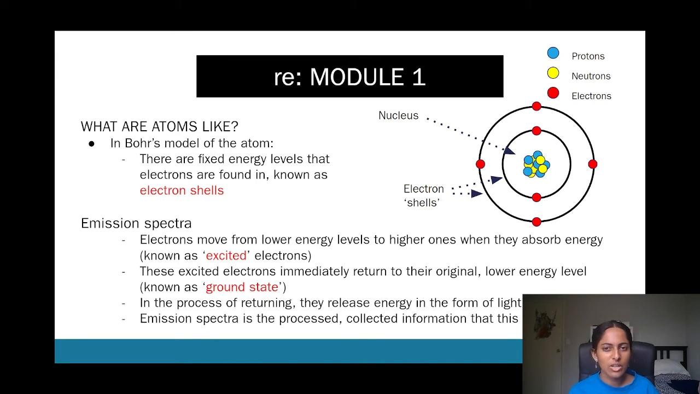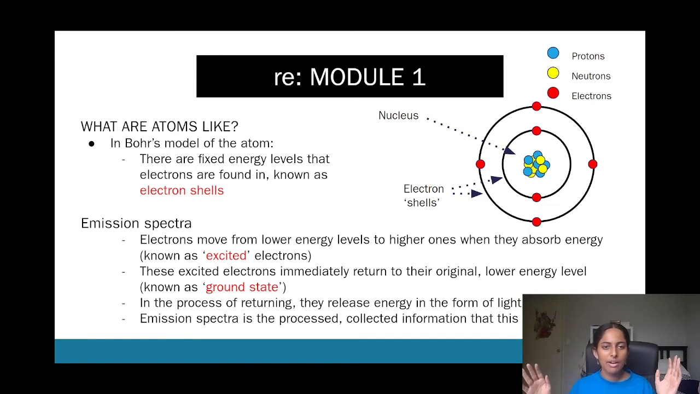And the Bohr model really just tells you how electrons work when they're excited or when they're not excited, and that's called emission spectra. Bohr explains electron shells as levels of fixed energy. Bohr says that if they're excited, they go from a lower energy level to a higher energy level, and when they do that, they're absorbing energy. Then they return to their original ground state, releasing the energy they absorbed in the form of light.